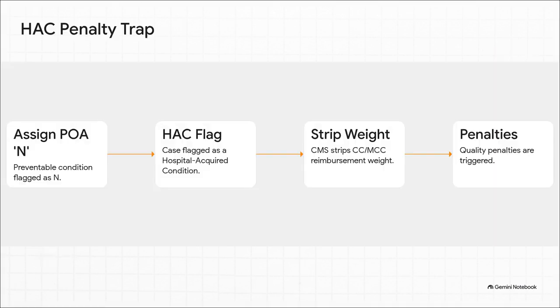No way. When a HAC is triggered, it's a domino effect. CMS acts immediately to strip away the complication or major complication, the CC or MCC, reimbursement weight. They simply will not pay you extra to treat a complication your facility caused. This downgrades the entire MSDRG claim. But it doesn't stop there. Consistently triggering HACs puts the hospital on quality penalty lists. That haunts the facility's reputation, publicly tanks their quality scores, and aggressively drains the bottom line for years.